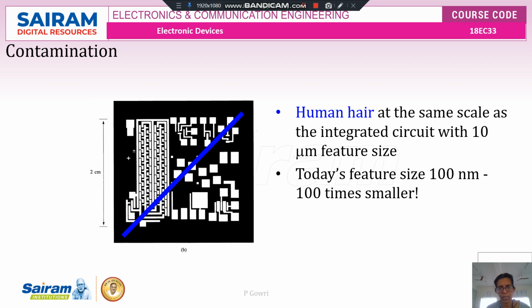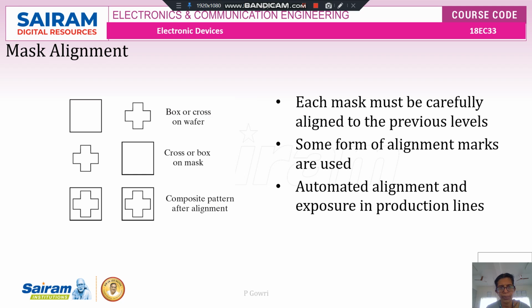The mask is very precise and of very small size, so small that a human hair is thick compared to the mask. The mask which we are going to generate will be of very small size, in the range of hundreds of nanometers or smaller. Mask alignment is nothing but how we fix the mask or the pattern on the substrate or on the silicon surface.